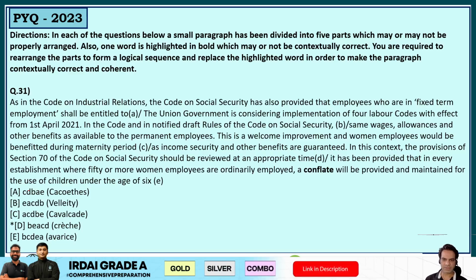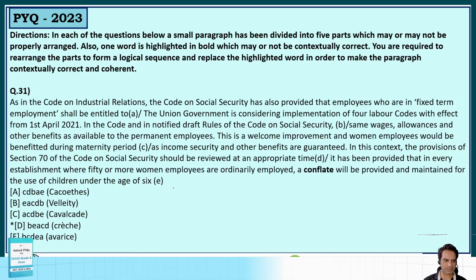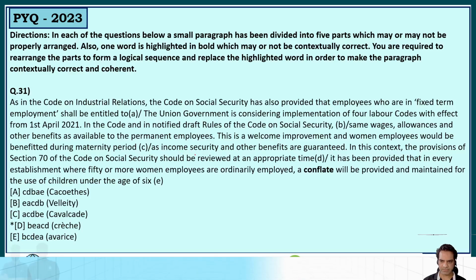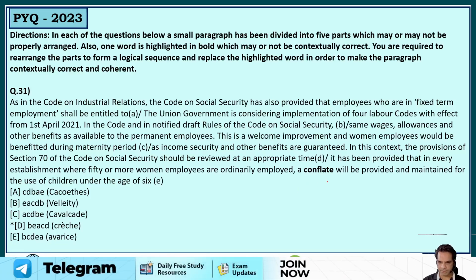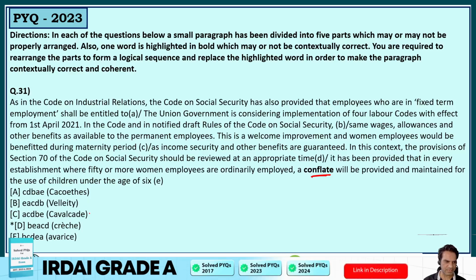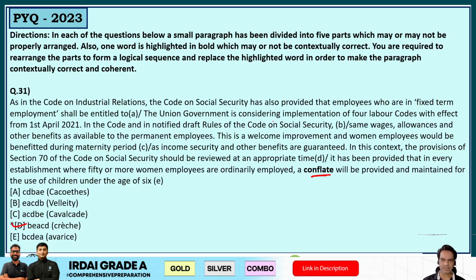All right. Moving to another word, conflate. So to create a wrong image, that's conflate. So let's look at, as in the fourth industrial revolution, the union government is considering implementation of 4 labor codes. Same wages, no. As in income, no. It has been provided that in every establishment where 50 or more are employed, a crèche will be provided. So conflate should be, a crèche will be provided for mothers, for women employees. So cacothesis, velity, cavalcade, crèche, average. No, it should be crèche. So option D, B is correct. BEACD. So first it begins with B.